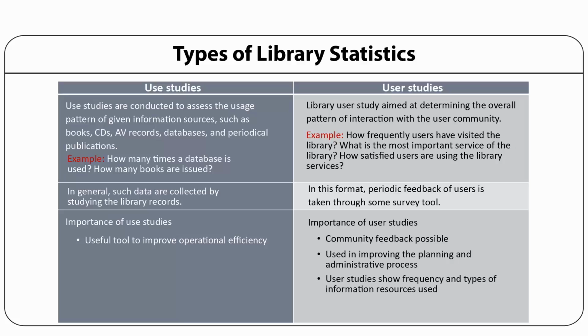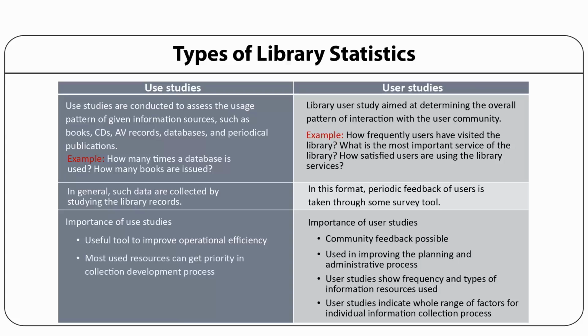User frequency can be improved by doing some out of the box thinking. User studies indicate a whole range of factors for individual information collection, whereas in the use area, most used resources will be given more priority. Maybe whenever you enter the library, they can be shown in a different rack. Maybe you can take some of the books out, put them in a rack and give it a caption like most used books.